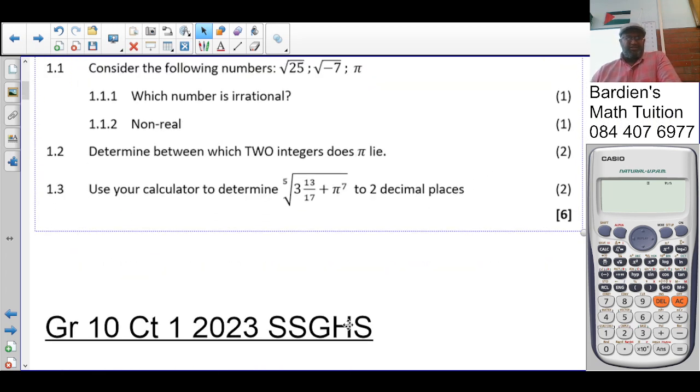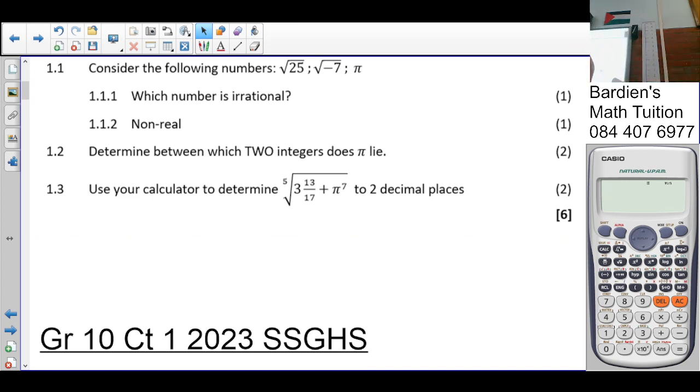So the question says, consider the following numbers. You got the square root of 25, the square root of negative 7, and you got pi. Which number is irrational? So if you put this in your calculator, the square root of 25 is 5, so it's rational. The square root of negative 7, it's error, so that is either undefined or non-real. The square root of a negative number is non-real.